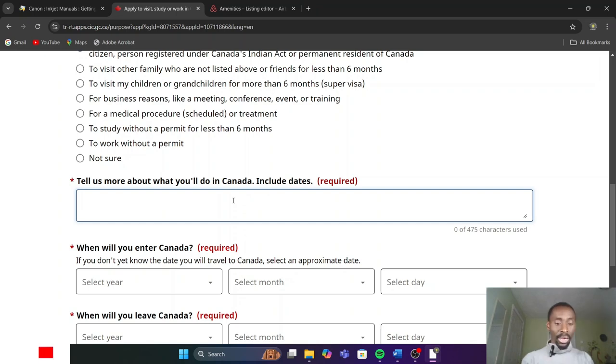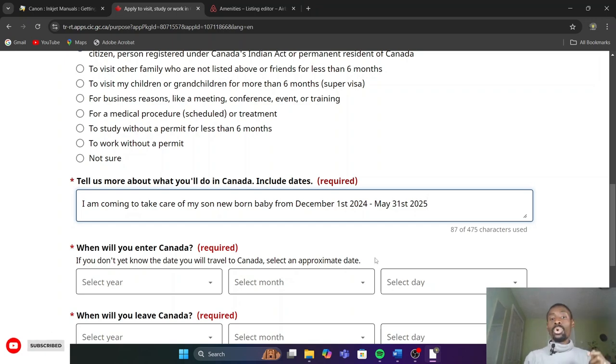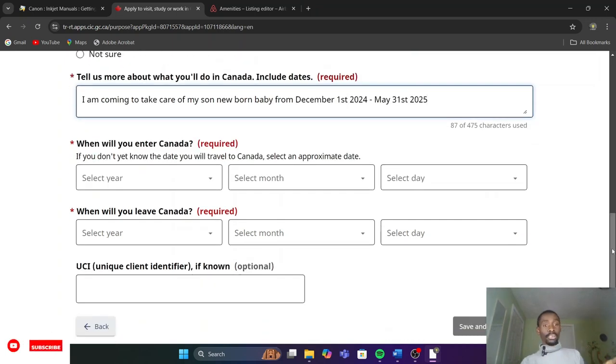So you just tell them, let's just say, okay, I am coming to take care of my son's newborn baby from December 1st, 2024 to May 31st, 2025. So I think this is 6 months exactly. So always ensure that it is within that 6 months.